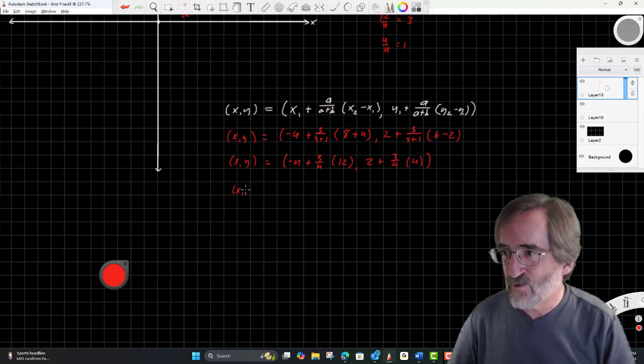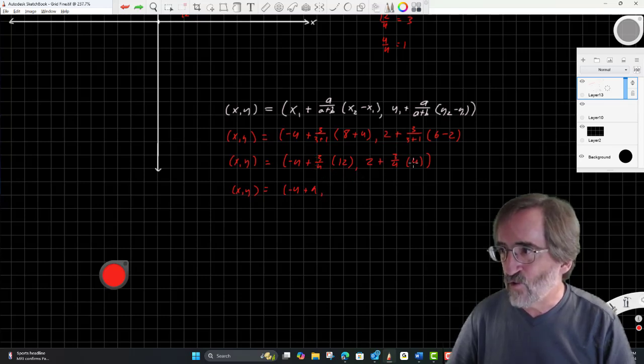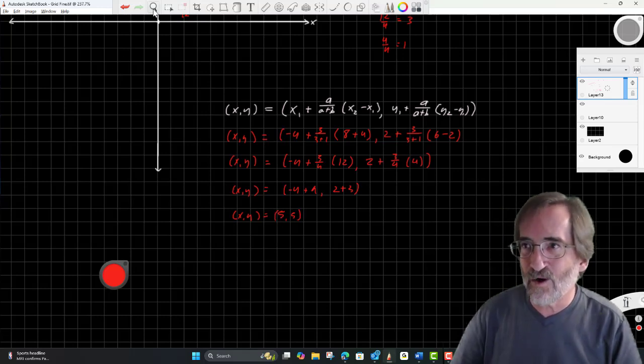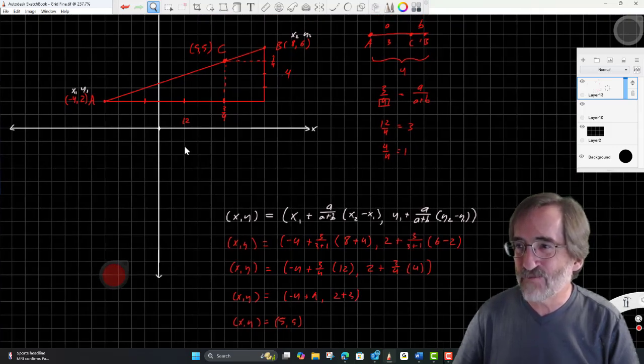Okay. xy becomes 3/4 of 12. 12 divided by 4 is 3 times 3 is 9. -4 plus 9. You can divide and then multiply. 12 divided by 4 times 3. Okay, same here. 4 divided by 4 is 1 times 3 is 3. 2 plus 3. Okay, and then xy becomes 5, 5. Look at that. It works. I can't believe it. It worked. All right. And so it comes out the same way.